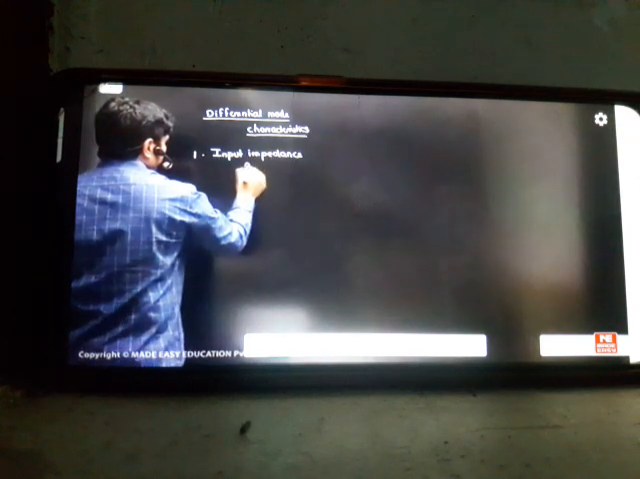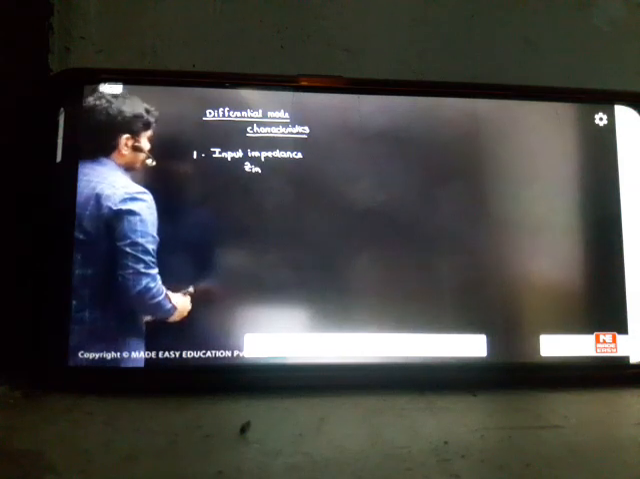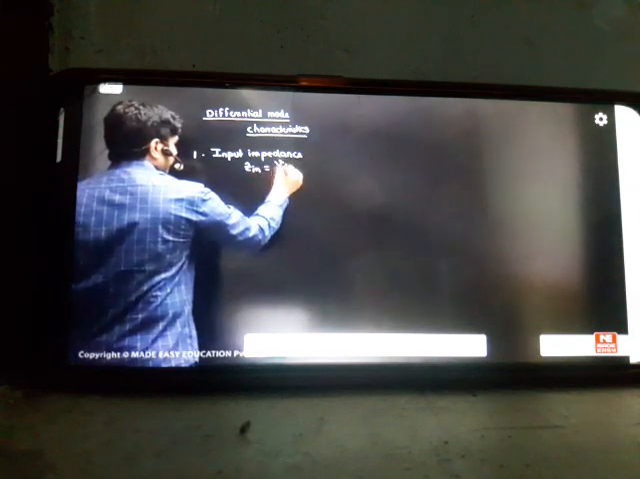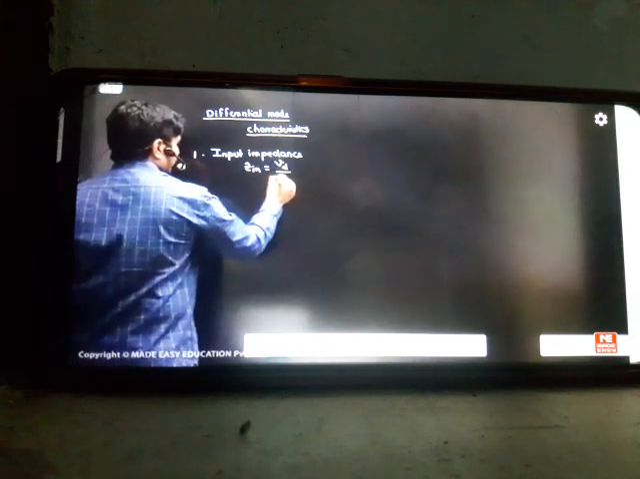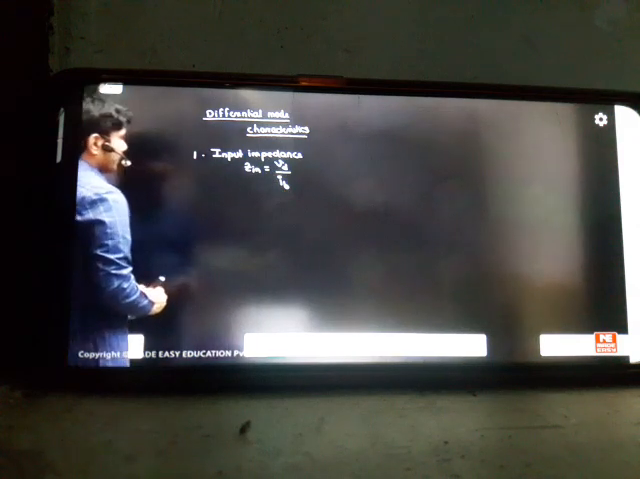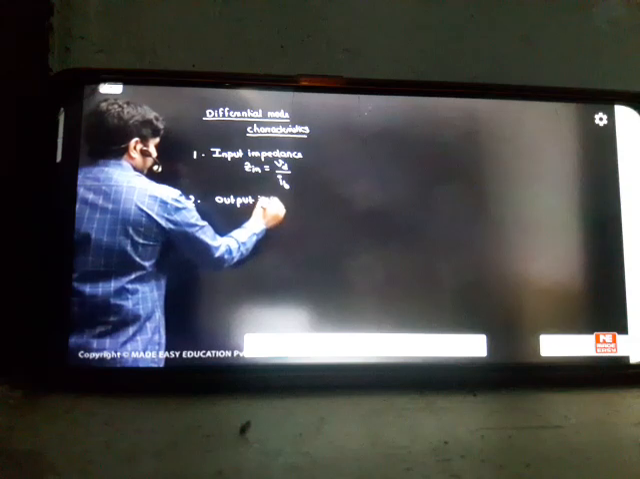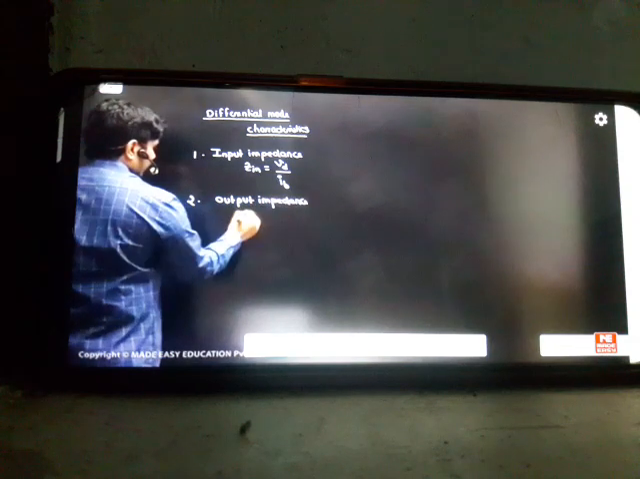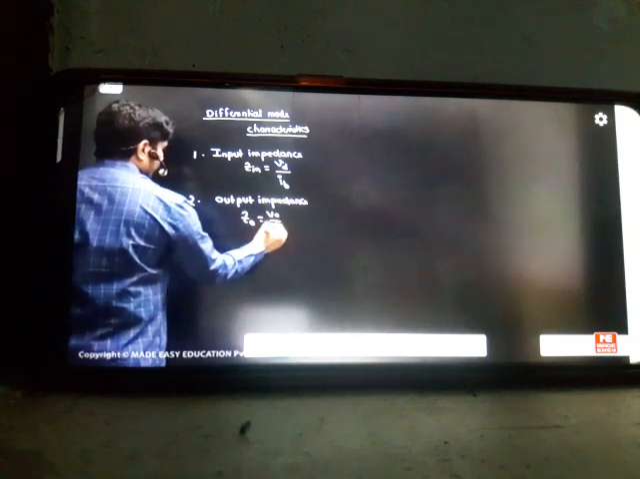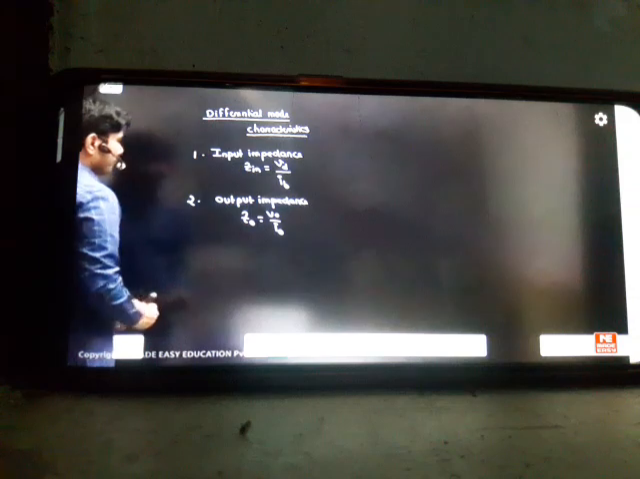These are very important questions in GATE exams, so have clarity on this concept. ZIN he wants. But what is the definition of ZIN for a differential amplifier? VD is your input for a differential amplifier and IB is the input current. So this is the definition of input impedance for a differential amplifier. And second one, output impedance. We have to calculate output impedance, which is nothing but Z0, which is V0 divided by I0.